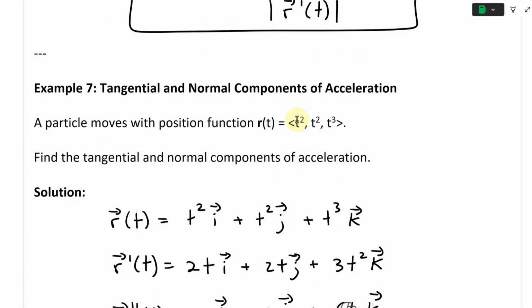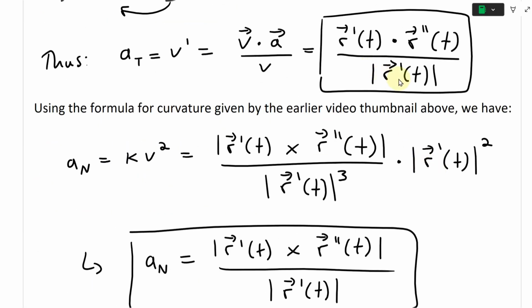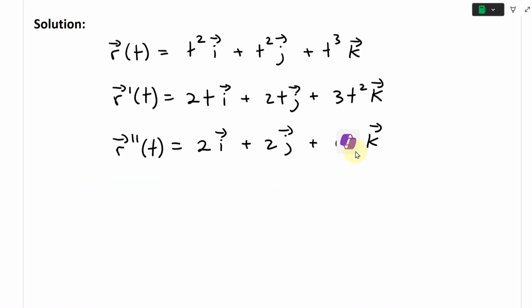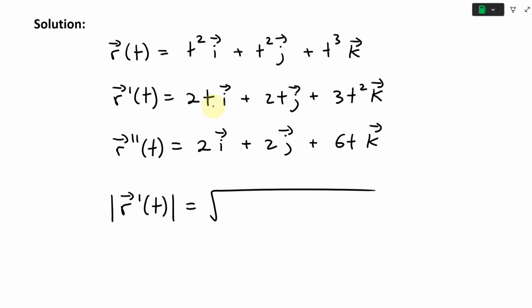All right, and lastly, what we need is this part here. This is the magnitude of the first derivative. So the magnitude of r prime of t equals, well, you just take the square root of the sum of the squares of the components. So 2t squared gives 4t squared, plus again another 4t squared, plus 3t squared squared, where 3 squared is 9, and this is t to the fourth. Now, these just add up. This equals 8t squared plus 9t to the fourth.